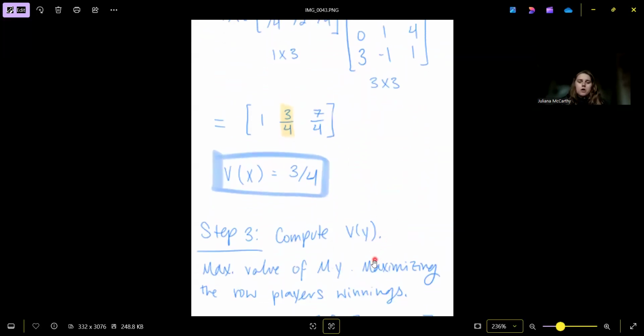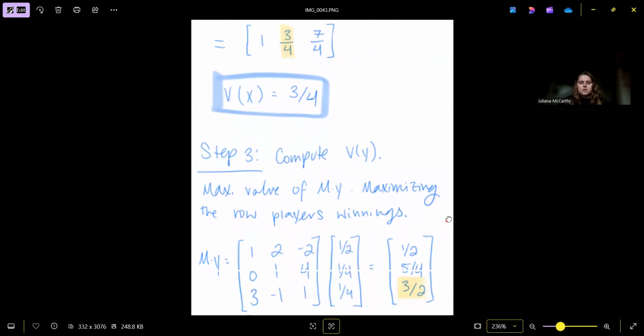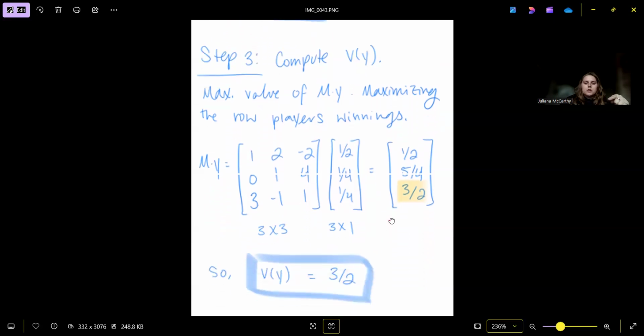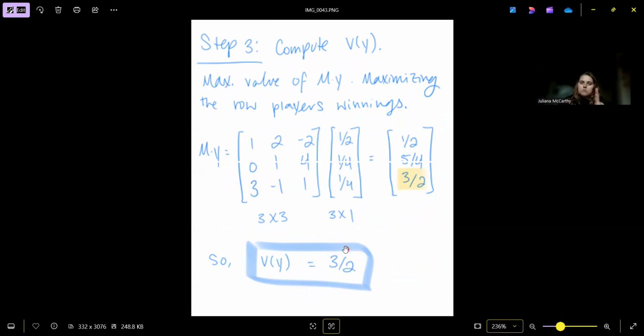And then finally, computing v of y. The maximum value of m times y is v of y. So maximizing the row player's winnings, we do m times y. This is a 3×3 times a 3×1, so we're going to get a 3×1. We get 1/2, 5/4, 3/2, and we're trying to maximize, so we choose the greatest value. 1/2 is less than 1, 5/4 is greater than 1, 3/2 is also greater than 1. So between 5/4 and 3/2, 3/2 is greater because that's 1 and 1/2, whereas the other one is 1 and 1/4, and 1/4 is less than 1/2. So 3/2 is our answer here. So we have v of y equals 3/2. So that was it for that problem. Now, on to our final one, which is simplex. Woo!